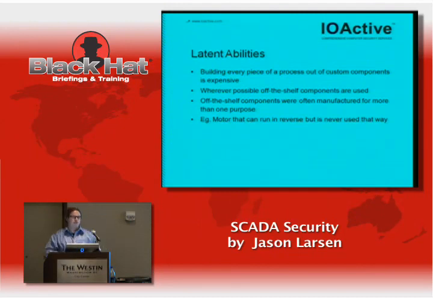Latent abilities are ones that you find a lot, but nobody expects them to be there. Building customized components for your process is actually really expensive. If you have to go down to a manufacturer and say, "Build this one for me, just for me," then the price tag goes up exponentially. So whenever possible, when people are building a process, they use off-the-shelf components, and off-the-shelf components are generally manufactured with more than one purpose in mind. The other purposes are actually still there, latent in the component. And so, if you've got the component plugged into an intelligent controller, then all of those extra abilities are still available to you.